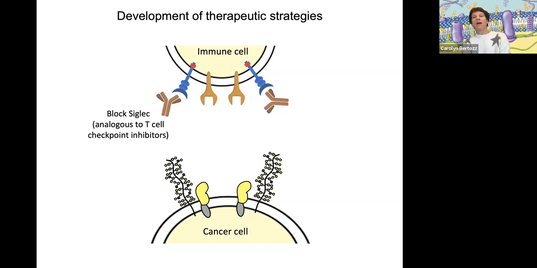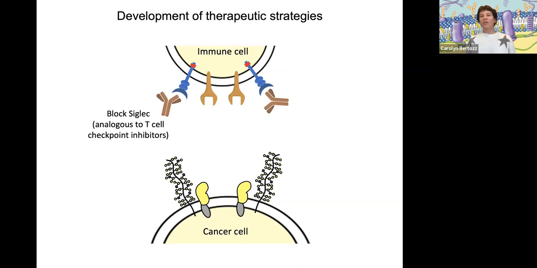The problem is there's not just one Siglec. It's a large family. Many of the Siglecs are expressed often in combinations on immune cells. So your typical macrophage will have Siglec-9, Siglec-7, Siglec-10, Siglec-3, and they're regulated in different settings.